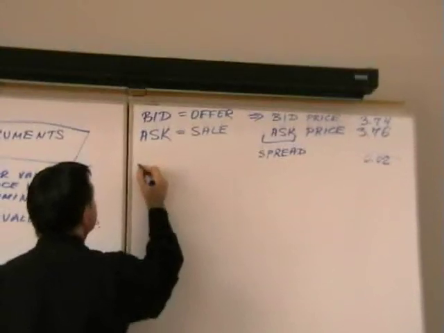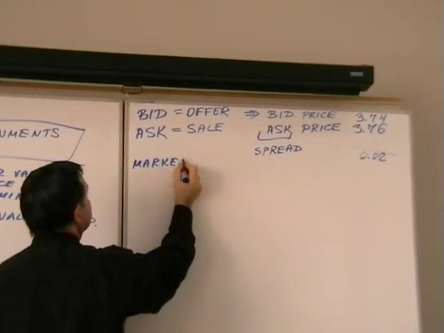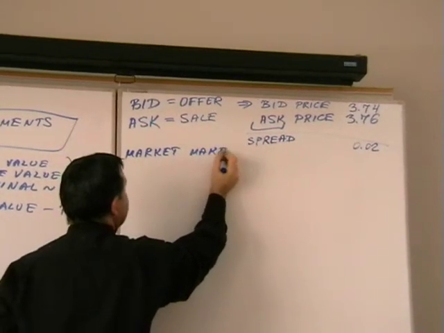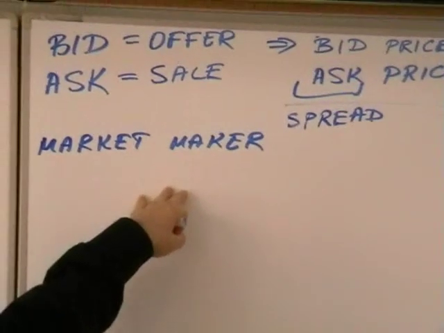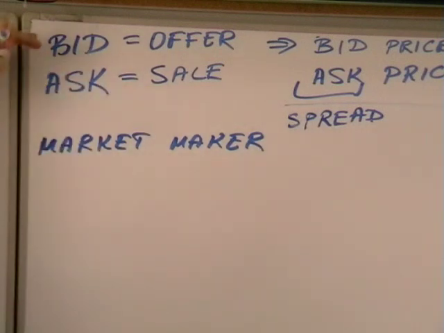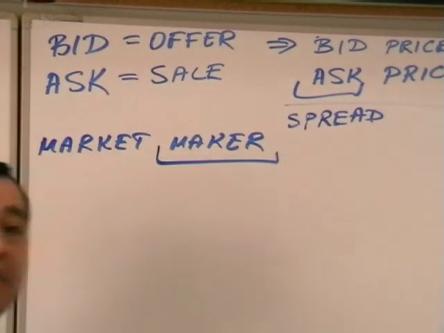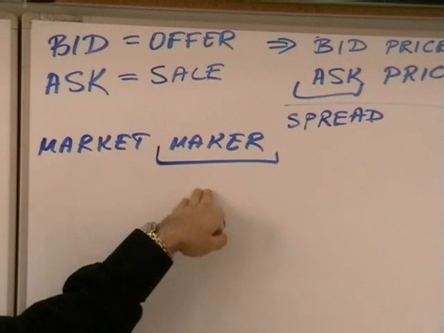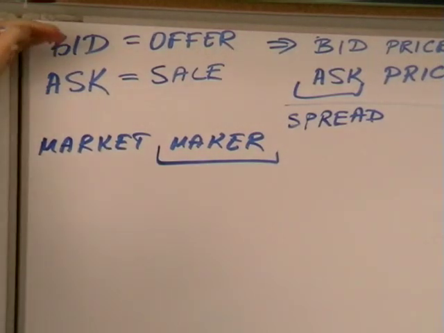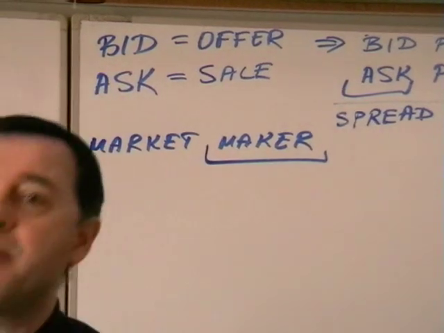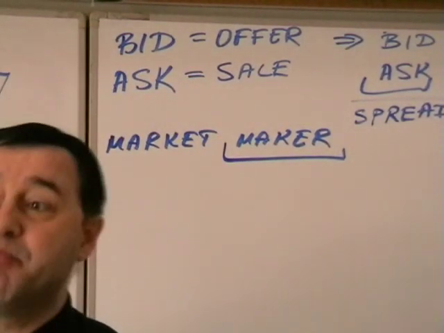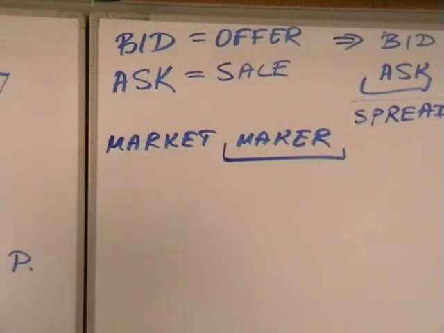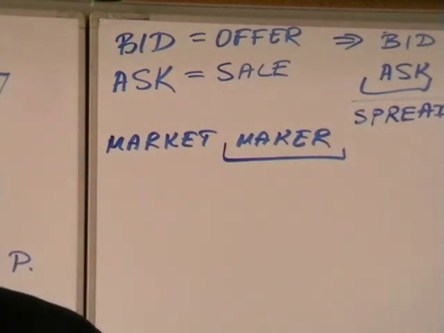So, market maker. A market maker is a participant on a financial market who makes both a bid and an ask at the same time, and benefits. A market maker is required by regulation at all times to have a bid and an ask. So if you're going to be a market maker, you must be bidding and asking at the same time, meaning at all times, both of them. If you don't, then you're not a market maker. You're a market participant only, all right?